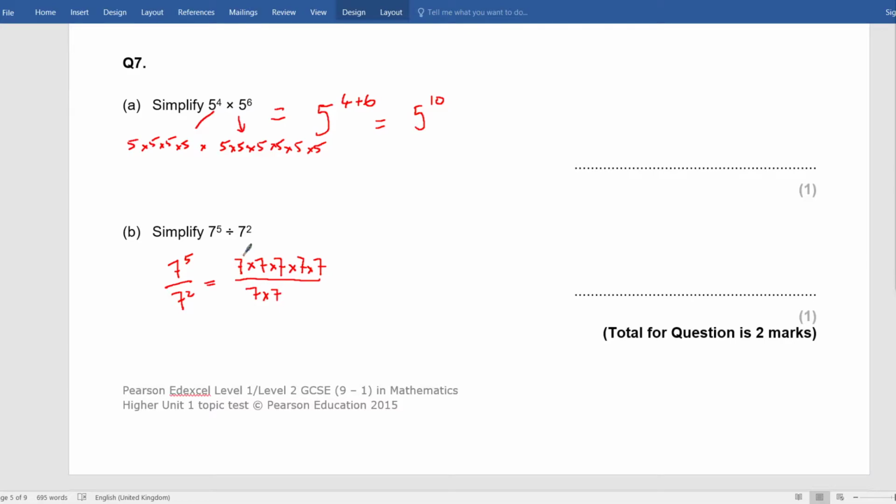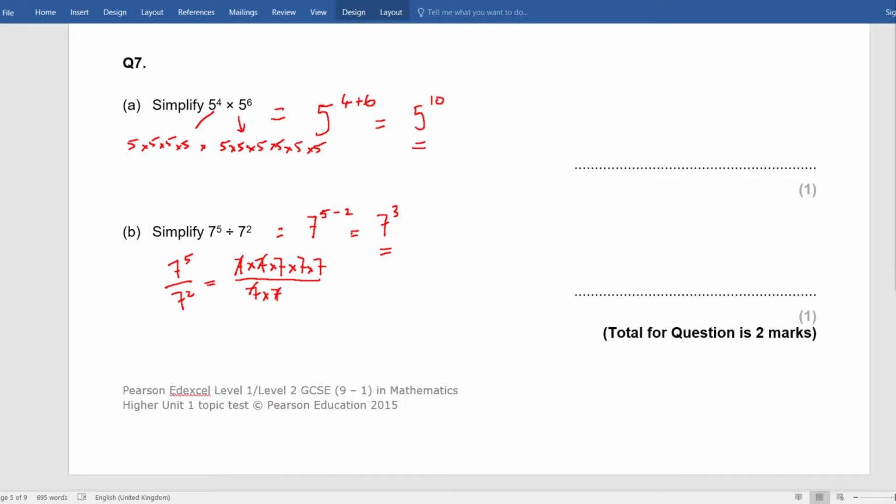Anything divided by itself is 1, so they cancel. 7 divided by 7 is 1, 7 divided by 7 is 1, and you're left with 3 7s here, so 7 times 7 times 7, which is the same as if we had 7 and did 5 subtract the power 2. That will give us 7 to the power 3, 7 cubed. So there's the answer for this one. It's pretty straightforward, that's standard.